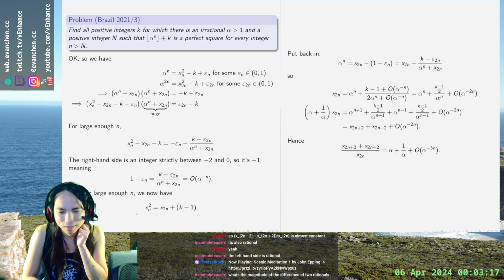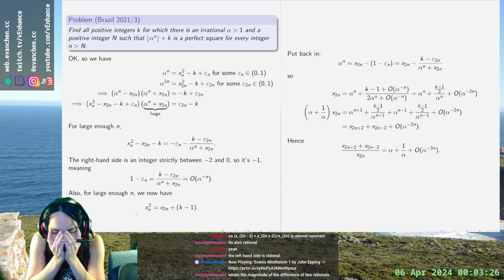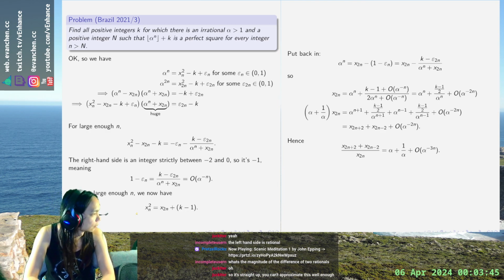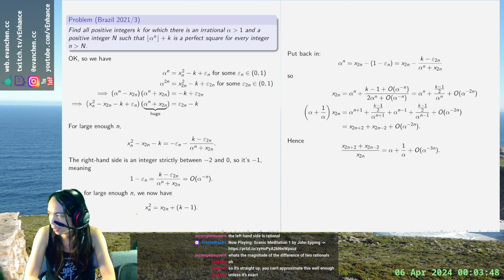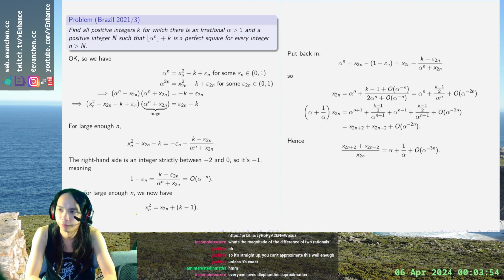What? Oh, is that how it's gonna work? You can't approximate this well enough. The error term is alpha to the minus 3n, but the rationals have to... Because x of 2n is about alpha to the n, any rationals have to differ by at least alpha to the minus 2n. So I subtract two adjacent things. Oh, what the fuck?